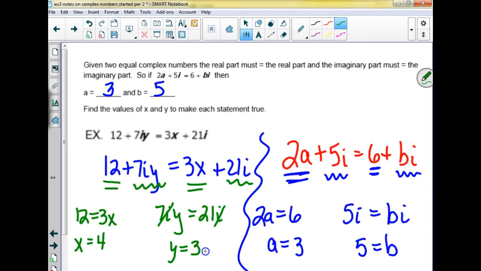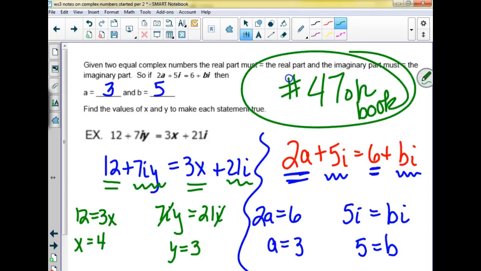Does anybody know what number on the homework that is? It's on the bookwork. What one is it? 47 is like this? This is like number 47 on the bookwork, okay? Let the real part equal the real part, the imaginary part equal the imaginary part. Everybody okay? All right, before I start anything else new, do you have questions? I'm going to pause the video.